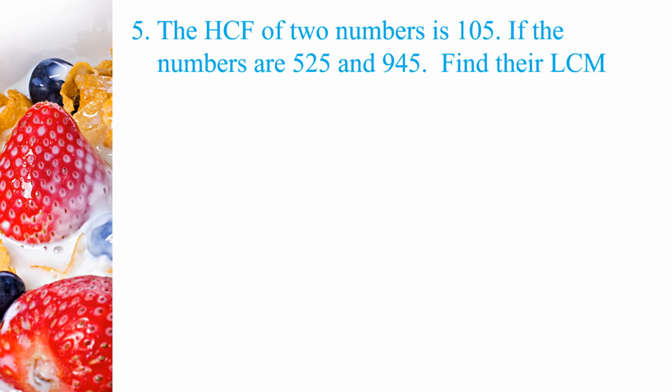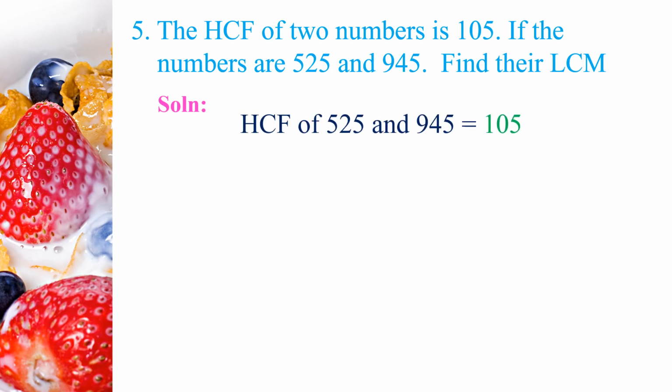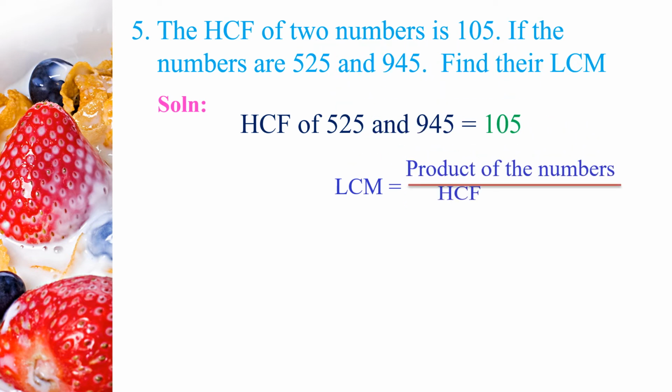The HCF of two numbers is 105. If the numbers are 525 and 945, find their LCM. HCF of 525 and 945 equal to 105. We know the formula how to find LCM, isn't it? Yes, LCM equal to product of the numbers divided by HCF.